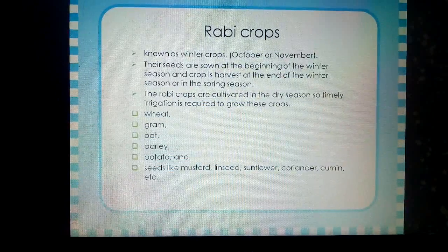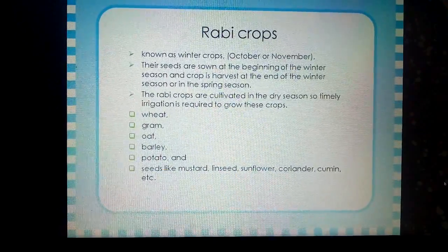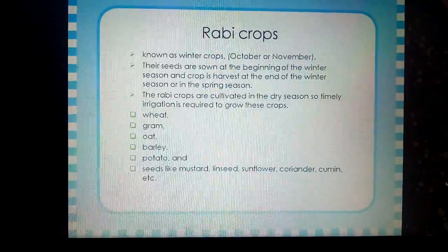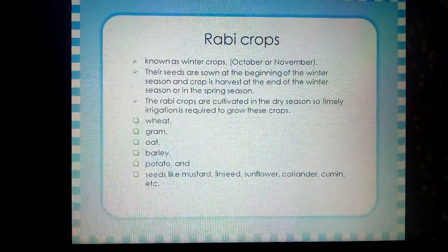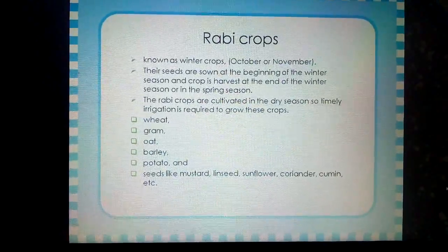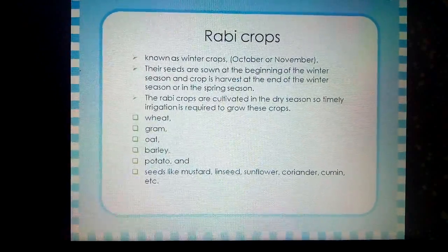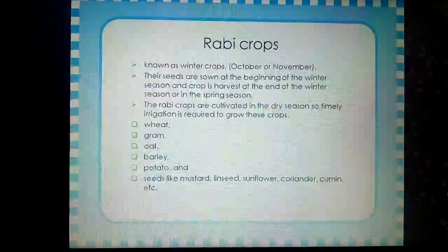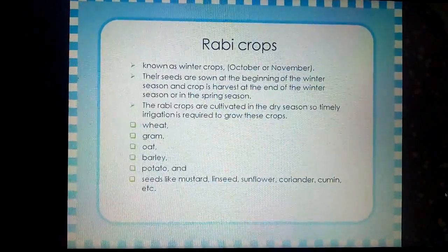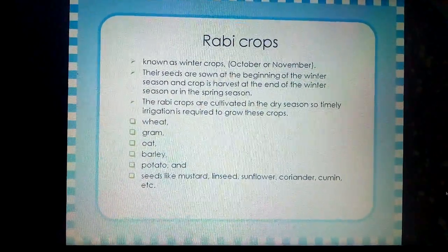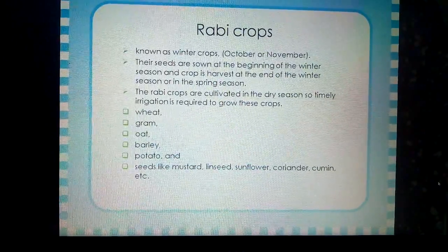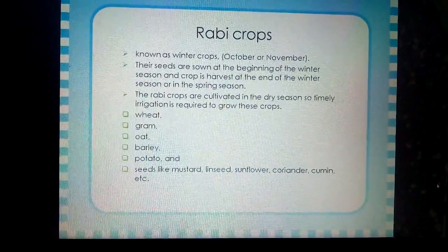The rabi crops are cultivated in the dry season, so timely irrigation is required to grow the crop. As we know, there is almost no rain in the winter season, so these crops need timely irrigation. These plants need manual irrigation from time to time. Some examples of rabi crops are wheat, gram, oat, barley, potato.